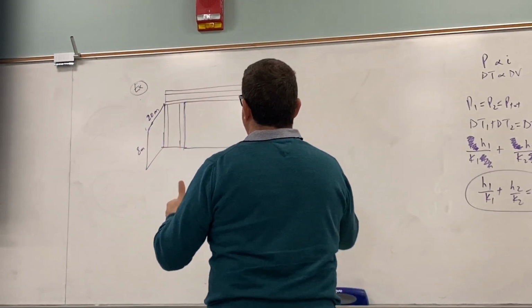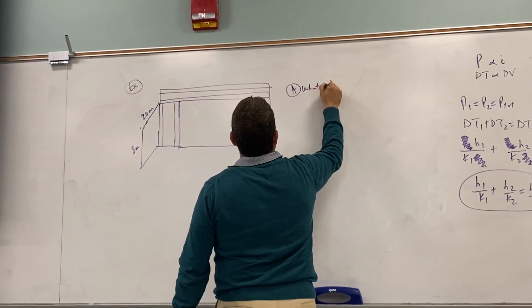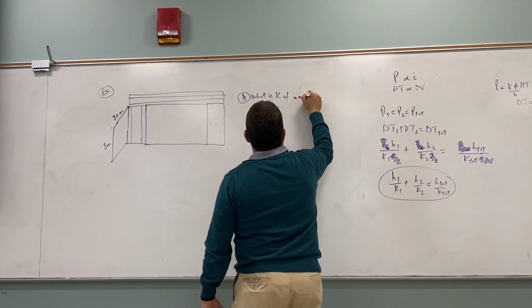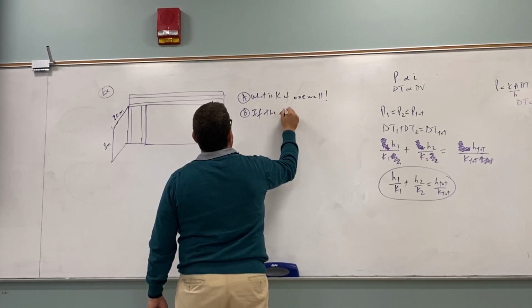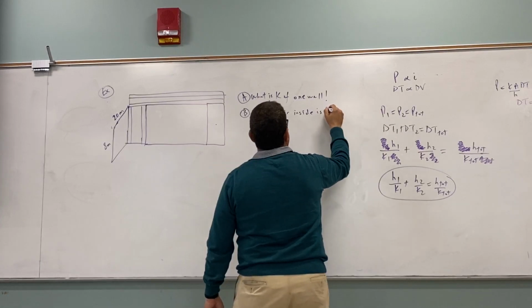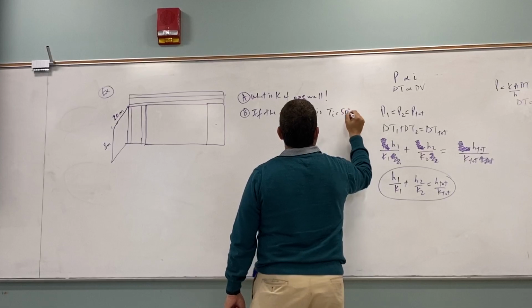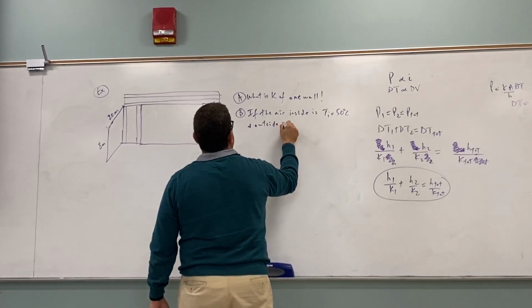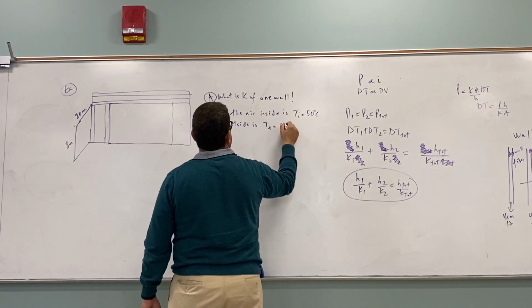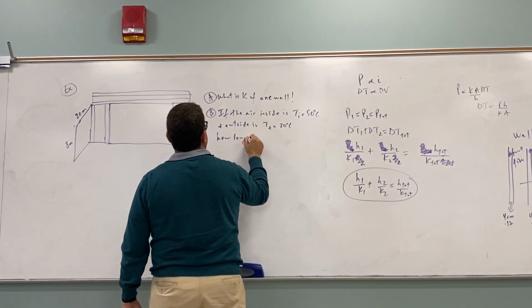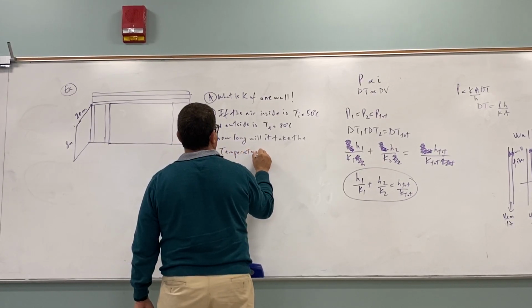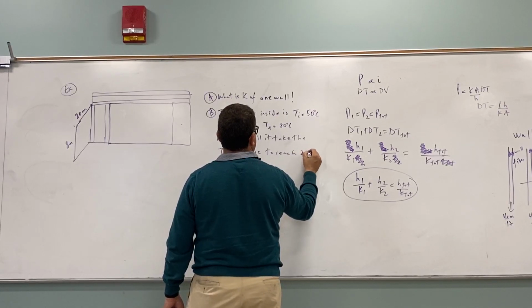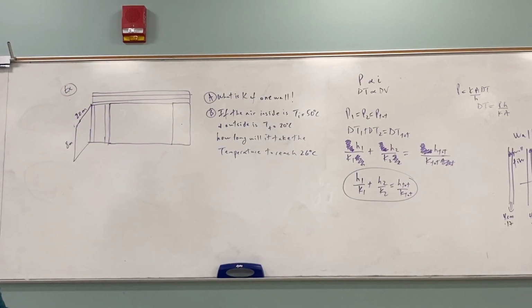Okay, so the first question we can ask: what is the K of one wall? And then B, if the air inside is 50 Celsius and outside is 20, how long will it take the temperature to reach 26 Celsius if the air inside is 50 and the outside is 20?